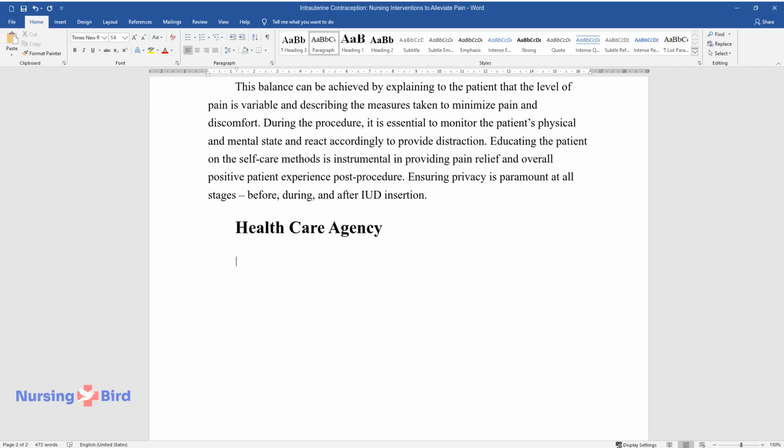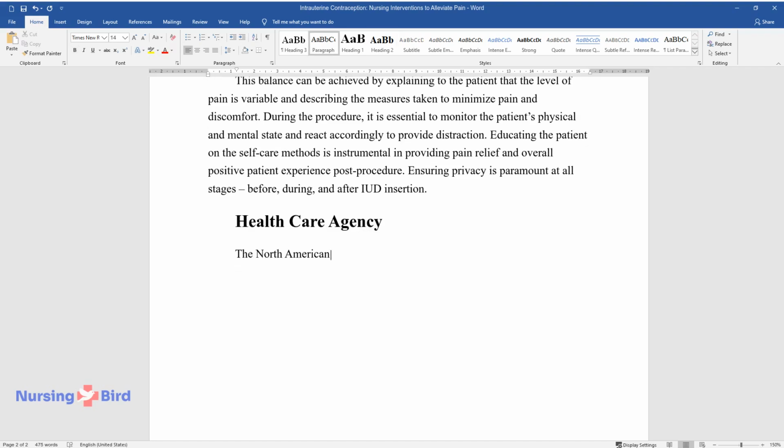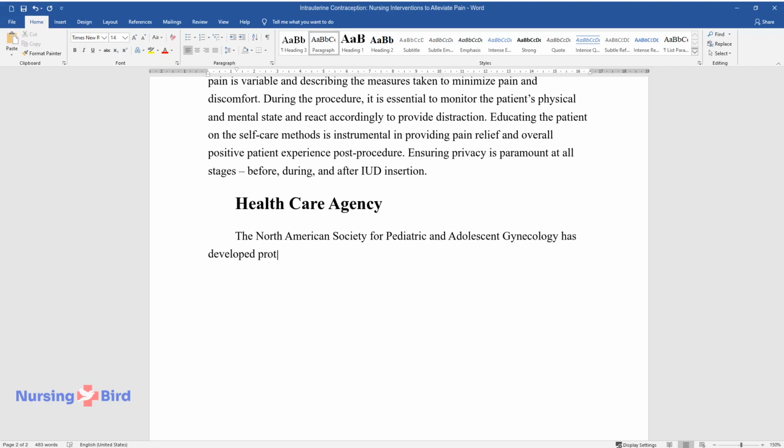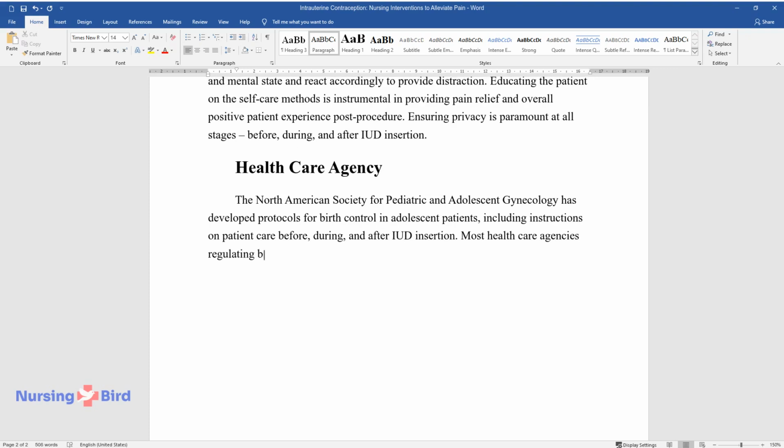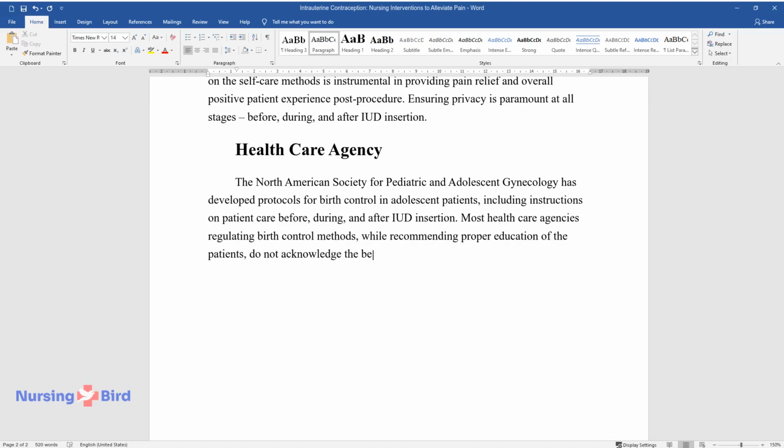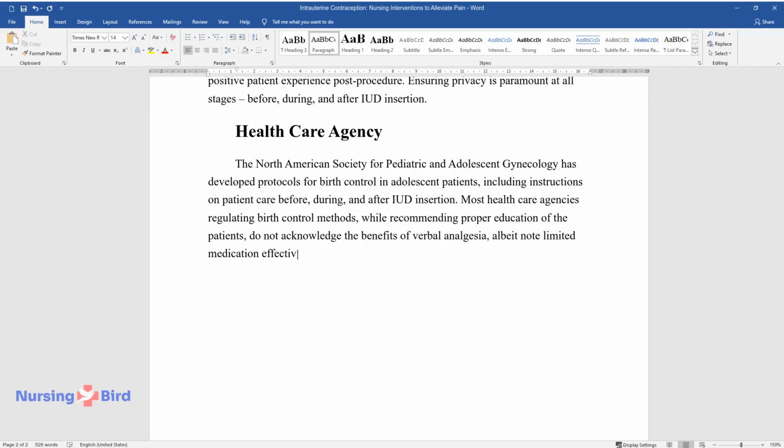Healthcare agency. The North American Society for Pediatric and Adolescent Gynecology has developed protocols for birth control in adolescent patients, including instructions on patient care before, during, and after IUD insertion. Most healthcare agencies regulating birth control methods, while recommending proper education of the patients, do not acknowledge the benefits of verbal analgesia, albeit note limited medication effectiveness.